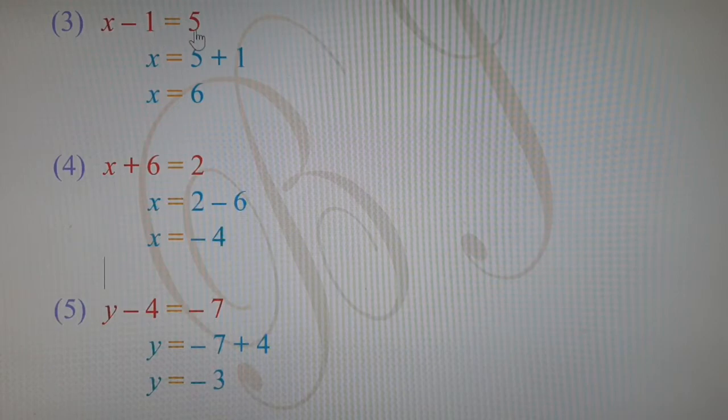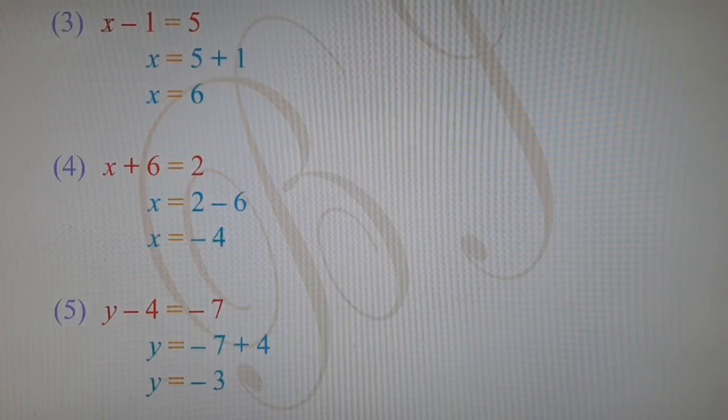x minus 1 is equal to 5. So here the variable x has to be kept alone and the number minus 1 will be transferred from the left hand side to the right hand side next to 5. So we use the transpose rule. In the transpose rule, we have to use the opposite rule. Opposite of minus 1 is plus 1. So when minus 1 is transferred from the left hand side to the right hand side, it will become plus 1. 5 plus 1, the answer will be 6.